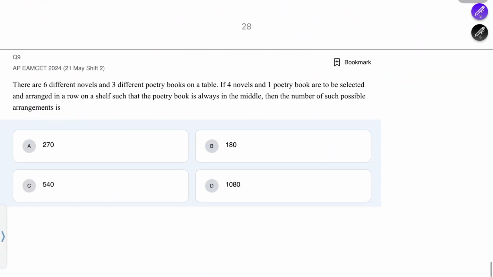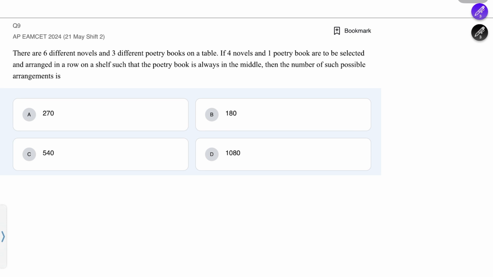Next question. Given that there are six different novels and three different poetry books on the table. Four novels and one poetry book are selected and arranged in a row on a shelf such that the poetry book is always in the middle. Find the number of possible ways to arrange them. Okay, this one is also a very easy question.